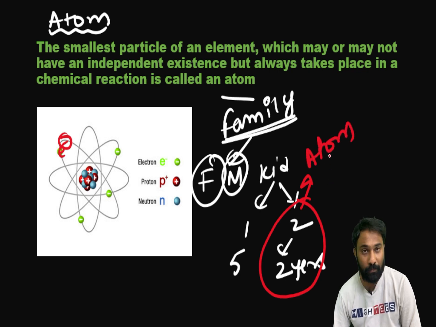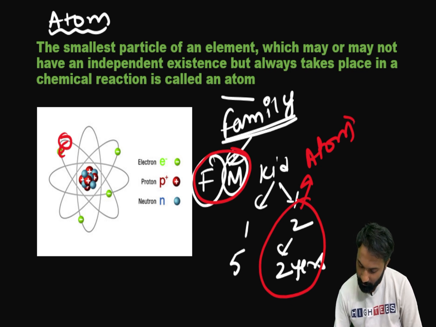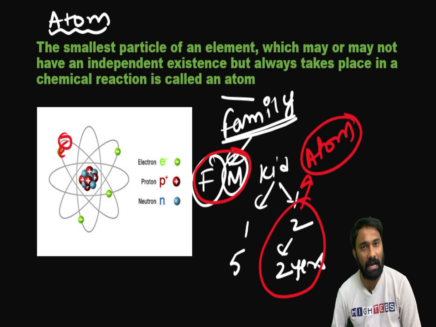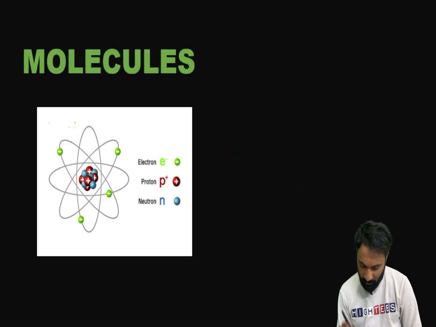Does this kid 2 have any independent existence? No. Without the father or mother, he cannot go outside, he cannot eat, he cannot see. So who is the atom here? This kid 2 is our atom. Clear? Now, next comes the molecule.